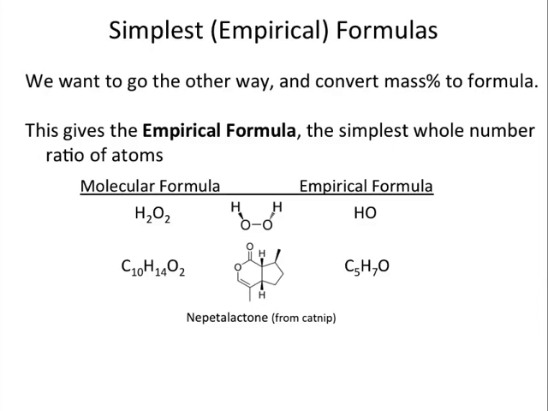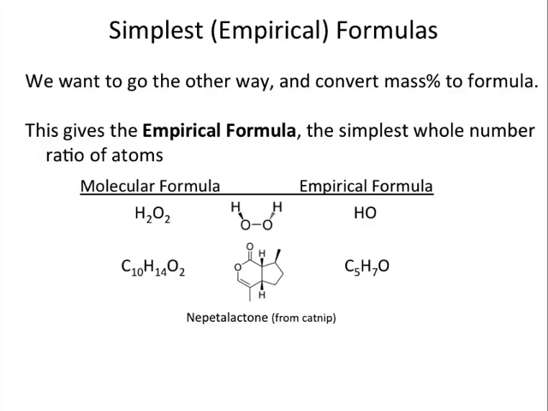Okay, well what if we want to go the other way? What if we have a mass percent and we want to convert it to a formula? This is something that we do experimentally. There are a couple different ways in chemistry where you can determine the elemental composition of a sample, of what percent of the mass of a sample is this element, what percent of your sample is that element. You can find that experimentally, and then, well, you want to go from that experimental mass percentage to a formula.